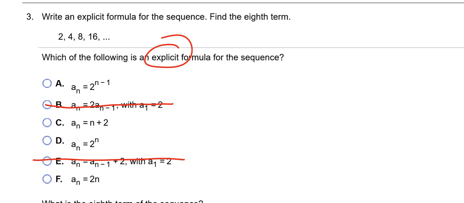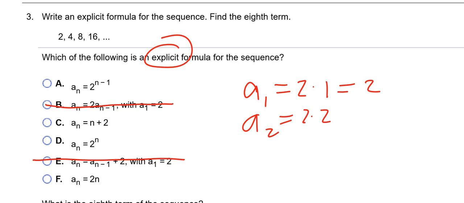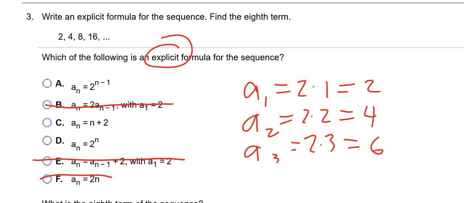Let's see here. If I plug in a 1, I'm supposed to get 2. So let's see. A sub 1 and 2 times 1, that would be 2. But A sub 2 would be 2 times 2 is 4. Okay, that's looking good so far. A sub 3 equals 2 times 3 is 6. Oh, man, that's not it. A, 2 to the n minus 1.